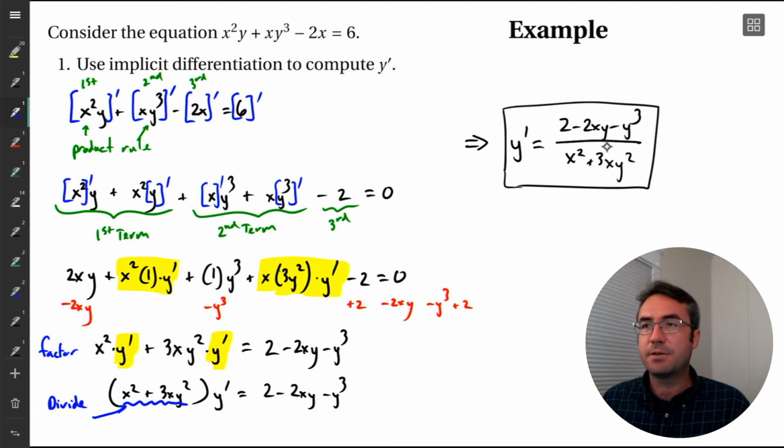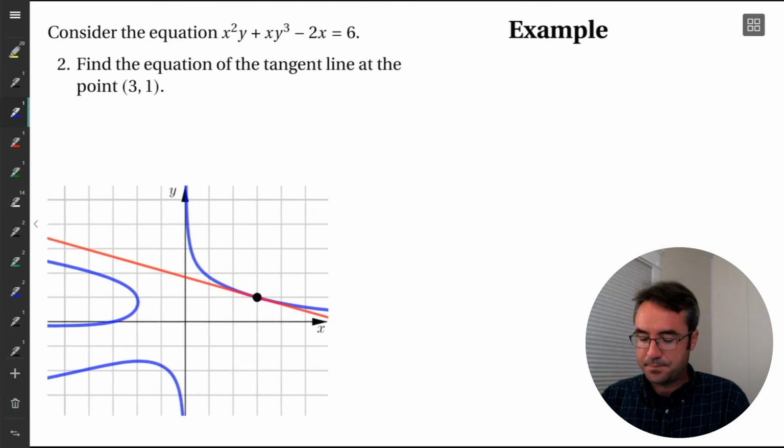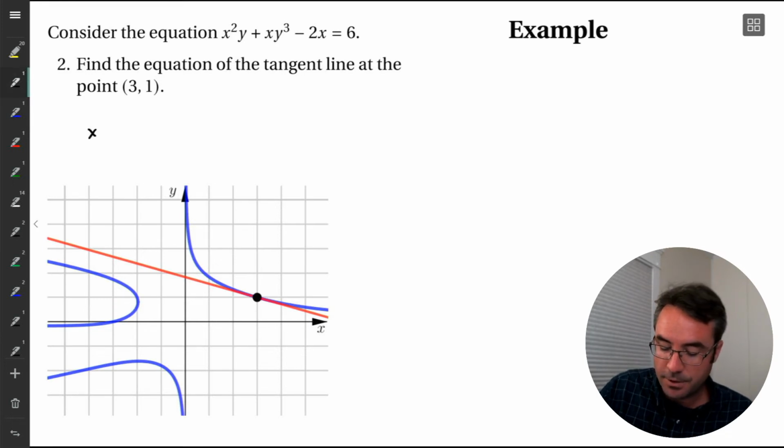All right, so we calculated y prime. What can we do with it? Well, let's find the equation of our tangent line at the point (3, 1). So we know there's kind of three things we need for a tangent line: there's our x coordinate, there's our y coordinate, and there's our slope.